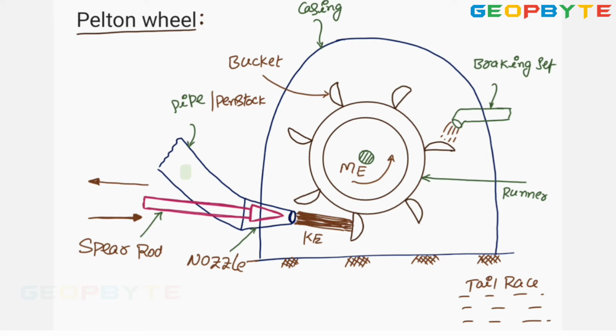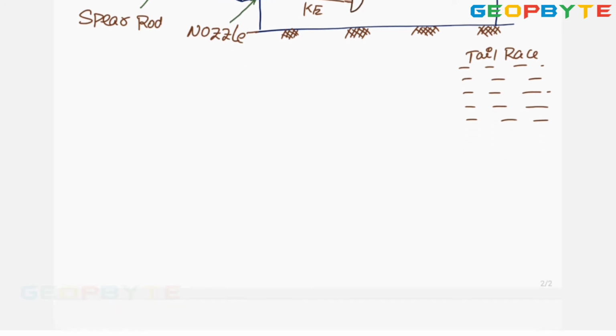Simply, the spear rod sends more water to the turbine when the load on the turbine is high. Whenever the load on the turbine is less, the spear rod minimizes the quantity of water going to the turbine. So that is how the water is regulated towards the turbine based on the load acting on the turbine. Now let us discuss the velocity triangles.